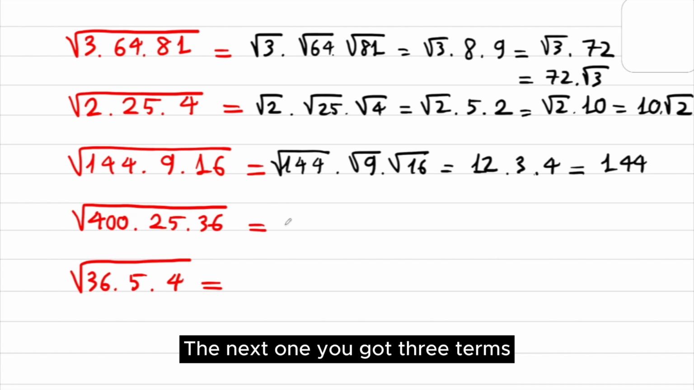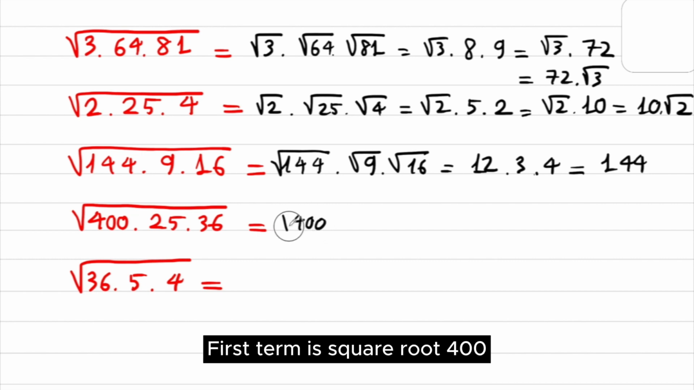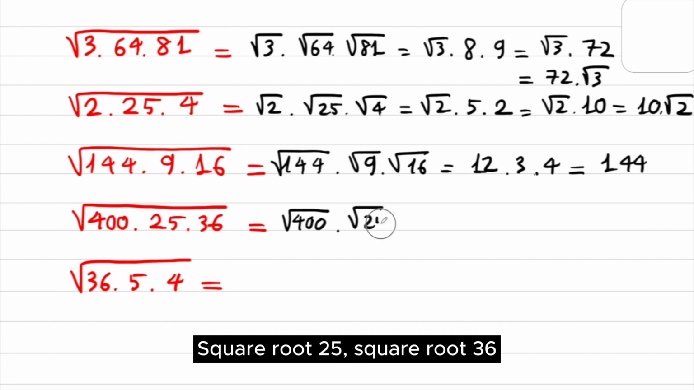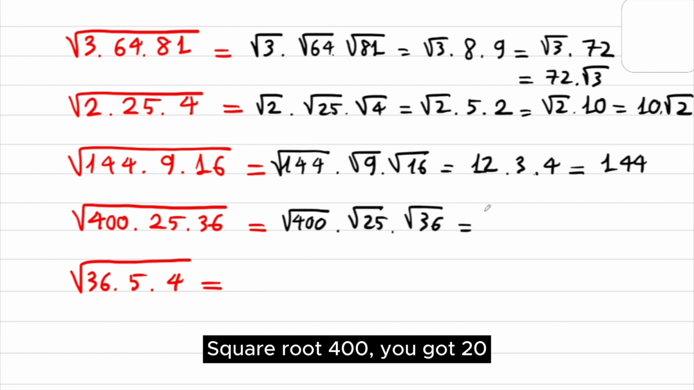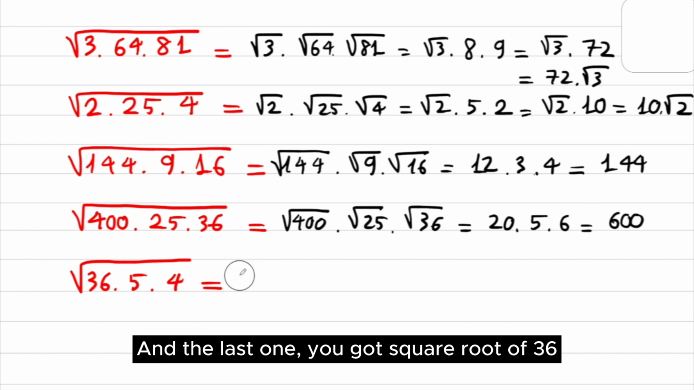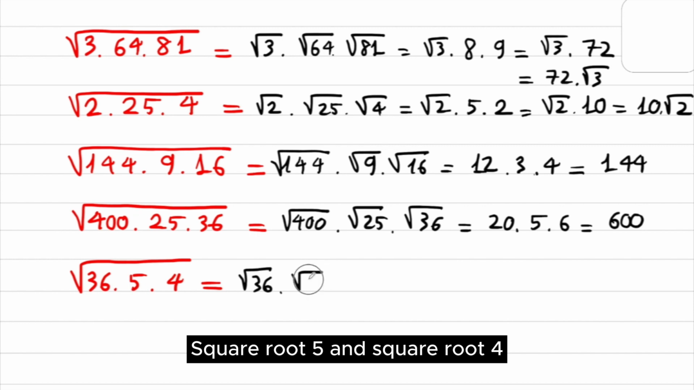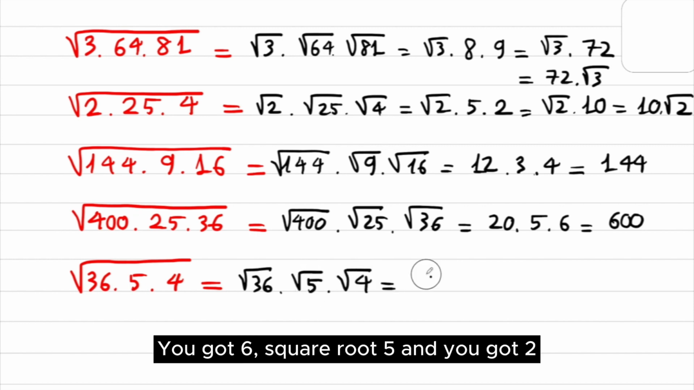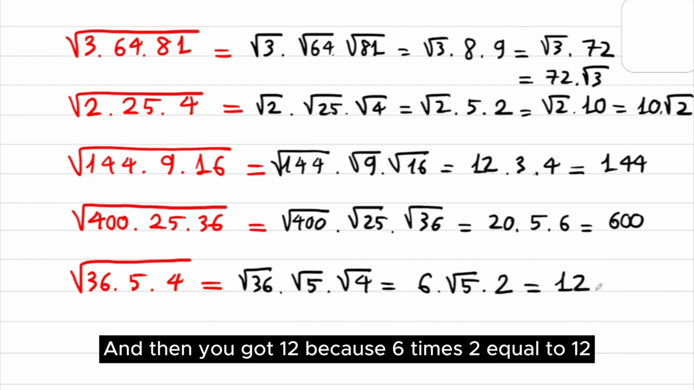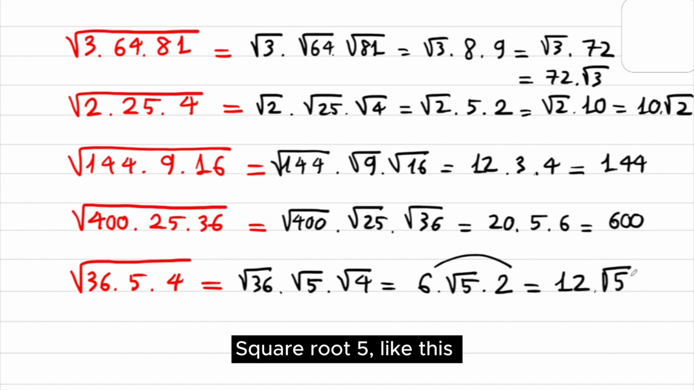The next one, you got 3 terms. First term is square root 400, square root 25, square root 36. Square root 400, you got 20. Square root of 25, you got 5. And the last one, you got 6. Okay, so 20 times 5 times 6, you got 600. And the last one, you got square root of 36, square root 5, and square root 4. So for this one, you got 6, square root 5, and you got 2. And then you got 12 because 6 times 2 equal to 12 square root 5, like this.